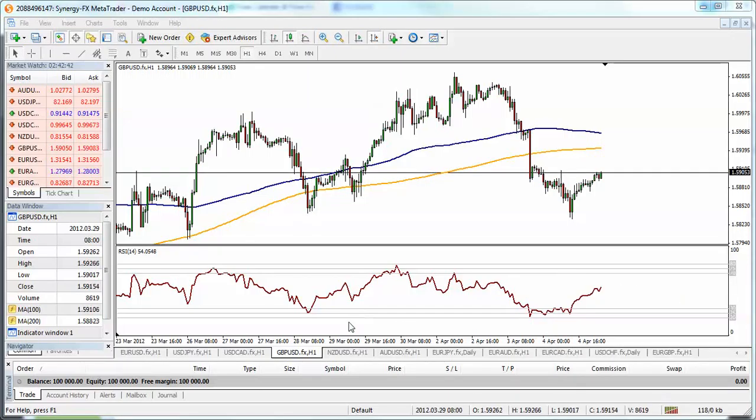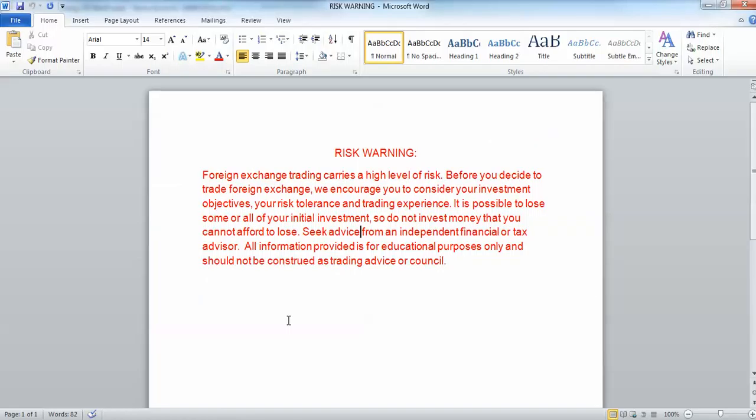Today we're going to be looking at three different pairs, but before we get started, I want to do a quick risk disclaimer. Foreign exchange trading carries a high level of risk. Before you decide to trade foreign exchange, we encourage you to consider your investment objectives, your risk tolerance, and your trading experience. It is possible to lose some or all of your initial investment, so don't invest money you can't afford to lose. Seek advice from an independent financial or tax advisor, and all information provided in this video is for educational purposes only and should not be construed as trading advice or counsel.